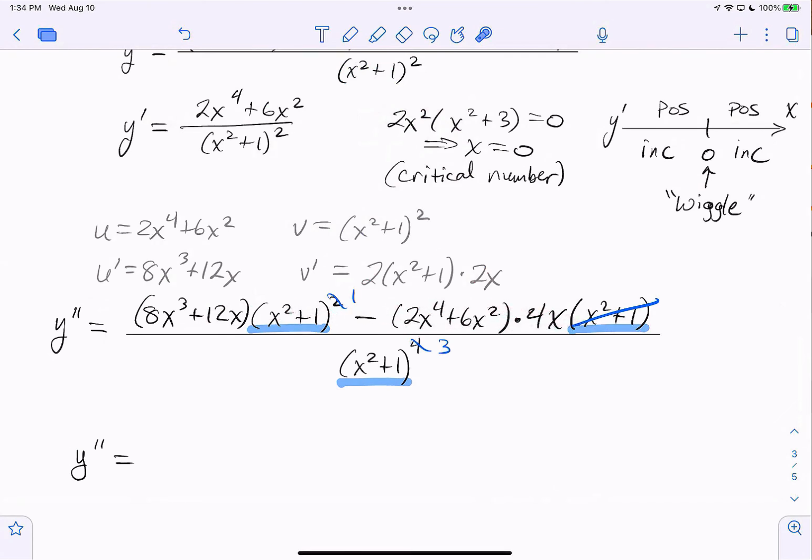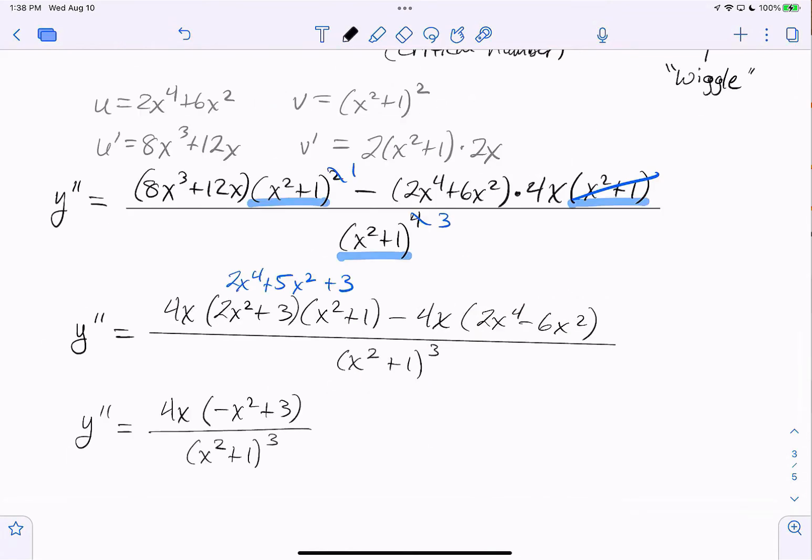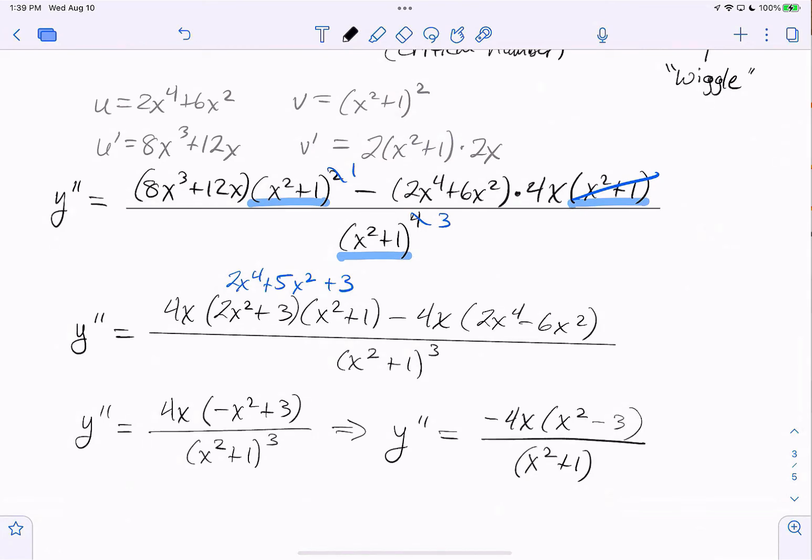At this point, I'd like you to just challenge yourself to go ahead and clean this up and get the second derivative in a nice tidy expression. And I'll just wait a beat so you can pause it. You can see my work here, and if you need to pause it to get the details. I'm going to factor out a negative from the numerator of my result, and I'm going to end up with y double prime equals negative 4x times the quantity x squared minus 3 over x squared plus 1, the quantity cubed.